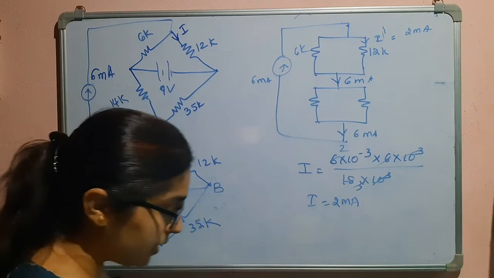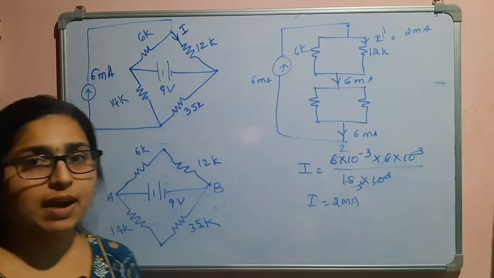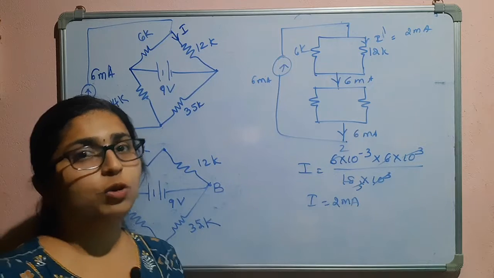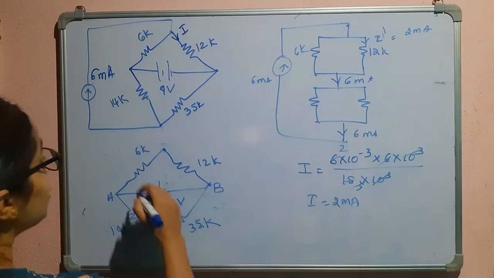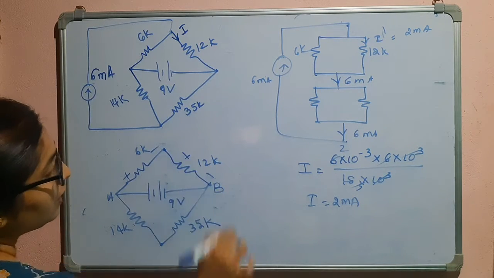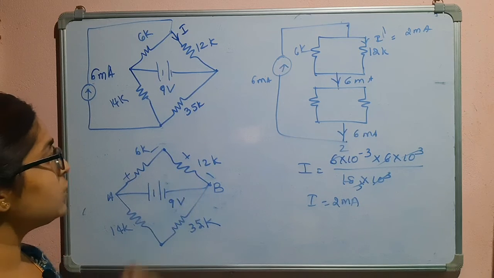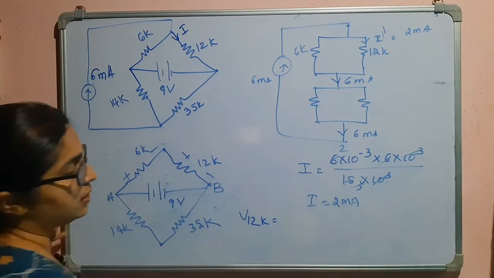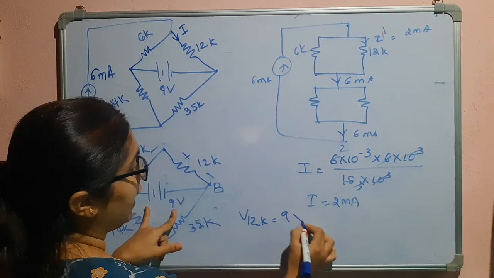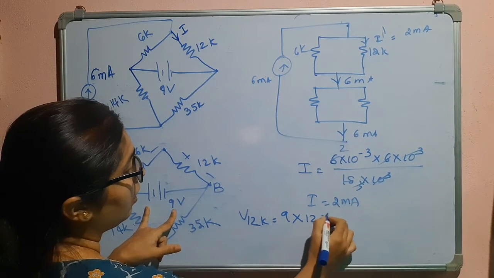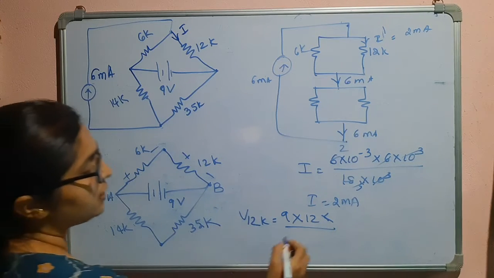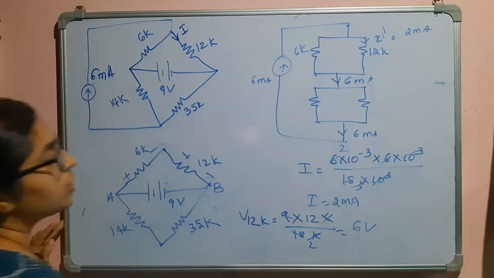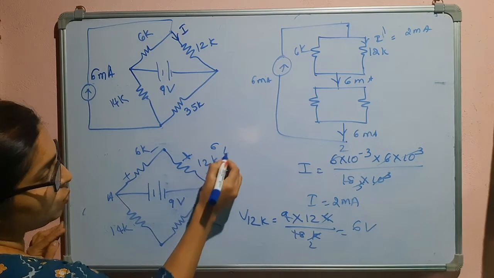In series, the current flowing through the combination is the same, but the voltage gets divided. So we can divide the 9 volt between these two resistors. The voltage across this 12 kilo ohm resistor will be the total voltage times 12K divided by the sum of resistances, that is 18K. So this will be 6 volts. The voltage across this is 6 volts.